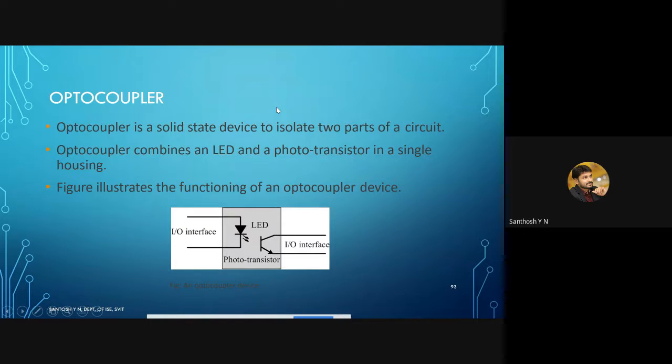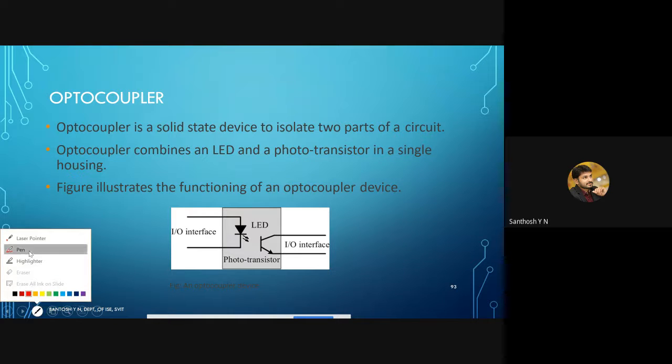So in this video, we'll be discussing another thing, that is an optocoupler. An optocoupler can also be used in our embedded system, which helps in isolating the two modules. Okay, why do we need to isolate? First of all, why we need to isolate, I'll just show you.